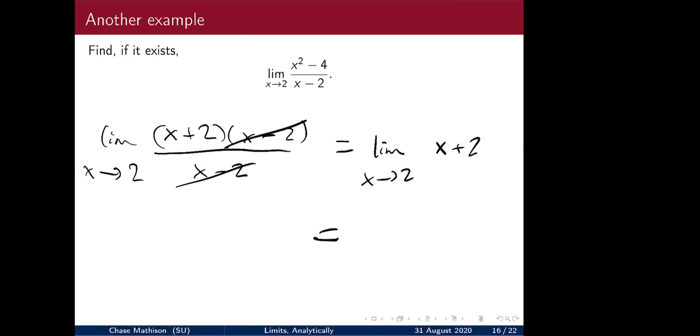After I did a little bit of work, this is really a polynomial hiding, right? It is a polynomial in disguise, except at the point x equals 2. But again, I don't really care what happens at that point. I care what happens close to that point. So you're allowed to just evaluate this limit by plugging in 2, and I get 4. Are there any questions about that? Very good.